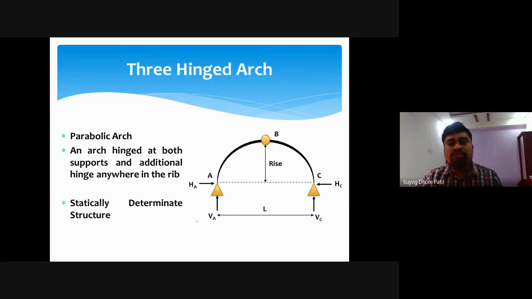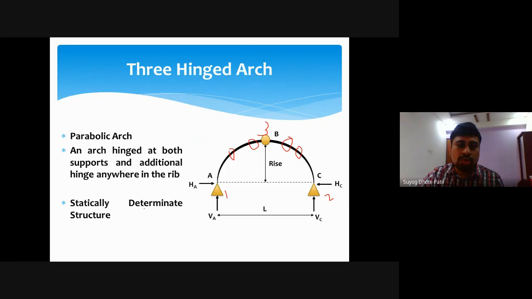Now the 3-hinge parabolic arch has hinges at supports A and C, and another hinge at B. This hinge at B will be at the center of the whole assembly, or at anywhere else, this hinge can occur. So this is the first hinge, this is the second hinge, and this is the third hinge.